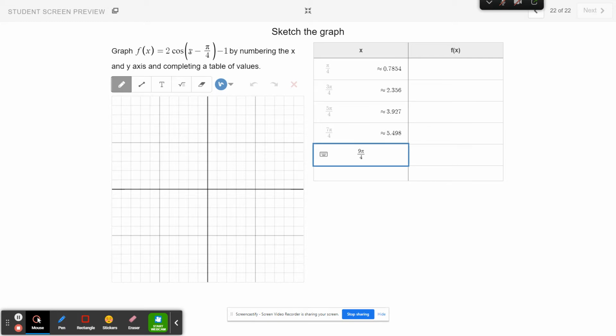So for example, plug in pi fourths, I get cosine of 0. So we know cosine of 0 is 1. 1 times 2 is 2. 2 minus 1 is 1. So at pi fourths it's 1, but where is pi fourths at?